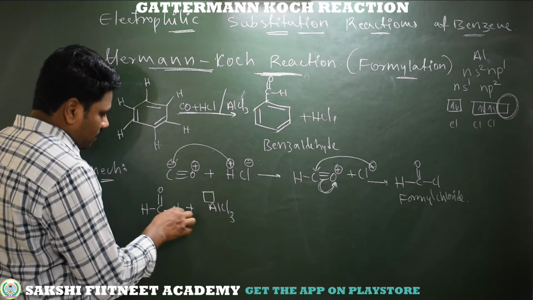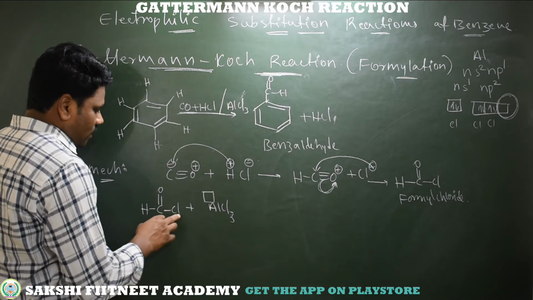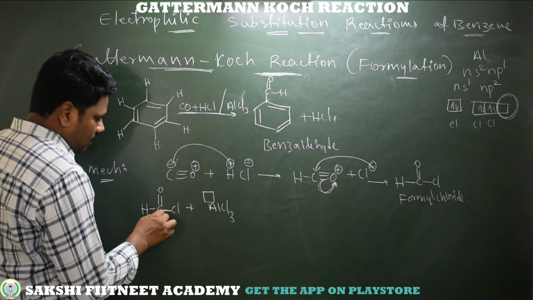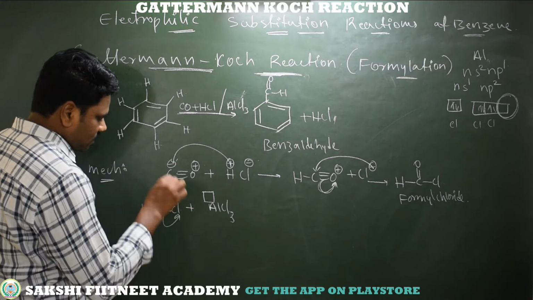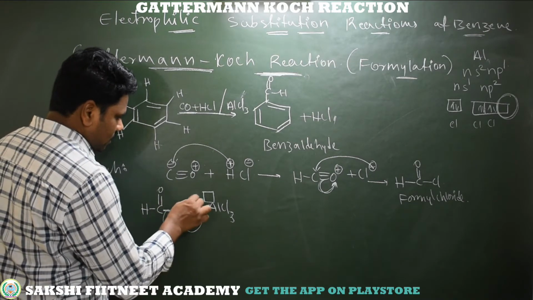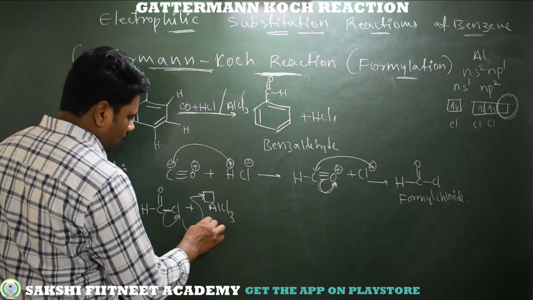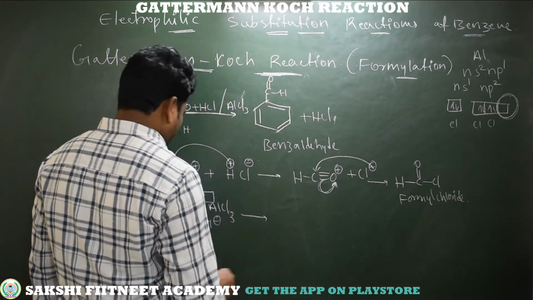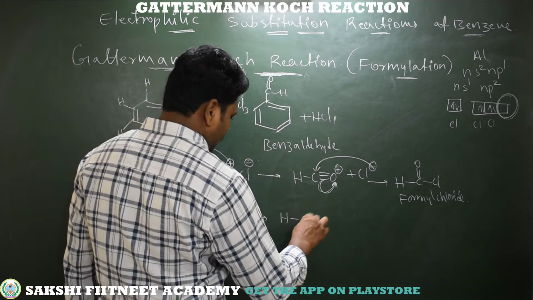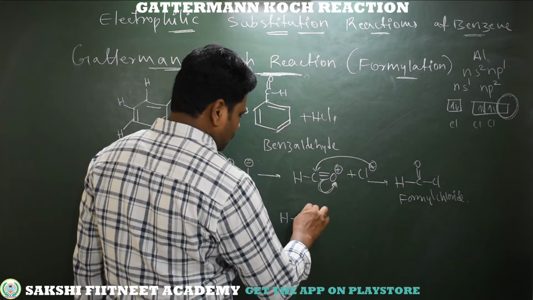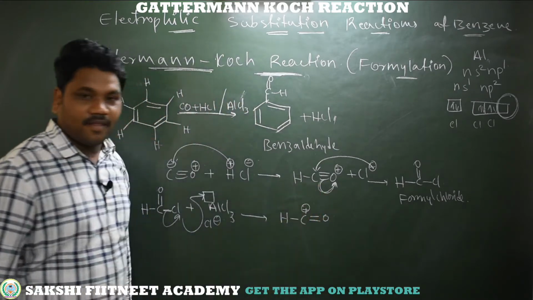What about that Cl minus? That Cl minus we are getting due to the bond cleavage heterolytically. See here, the carbon to chlorine bond cleavage takes place heterolytically, and we are getting the Cl minus. That Cl minus fills this empty orbital of aluminium. Along with that, we are getting this acylium ion, H bonded to carbon, with oxygen having a positive charge.